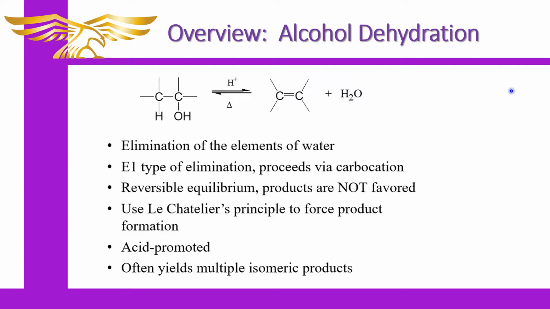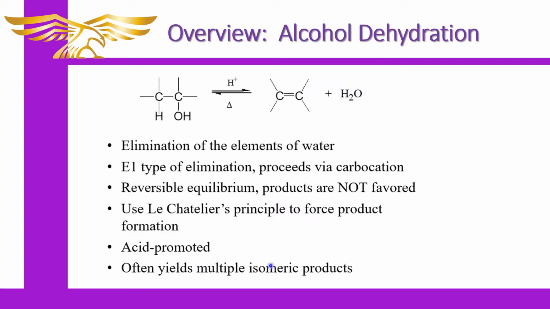In the general overview, alcohol dehydration involves using an acid to promote an E1 mechanism through the removal of water using heat. The use of the heat helps to force the product formation by removing the product as it forms through distillation into, in this experiment, a Hickman still head to collect the distillate that you remove. And so over time, as you remove the product, you force more of it to form.